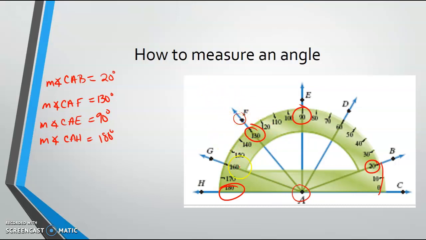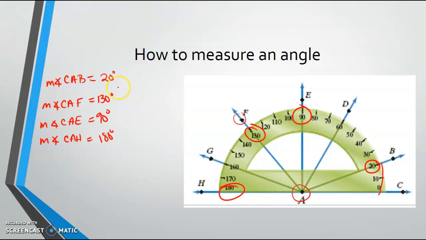Yes, we could have done something like GAH, and then done a little bit of subtraction. 180 minus 160 means that this is also a 20-degree angle. But like I said, it was easier. If we had the other protractor from the last slide, we would have been able to go both directions.